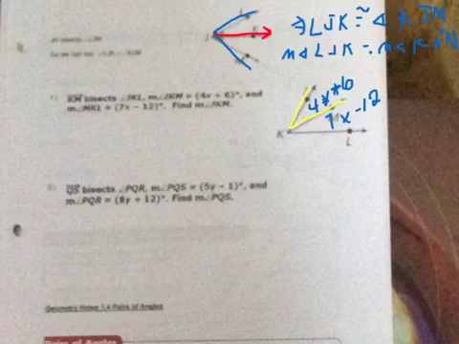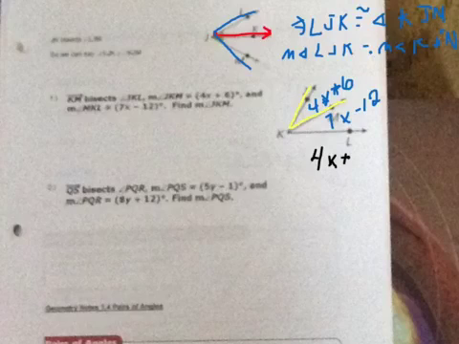Now, you might think, well, how am I supposed to know? The thing they told us was that KM bisects it, so it creates two equal pieces. And if it creates two equal pieces, then we can actually figure out what x is and plug it back in to find JKM. So since those two pieces are equal to each other, we're going to set them equal to each other. 4x plus 6 is equal to 7x minus 12.